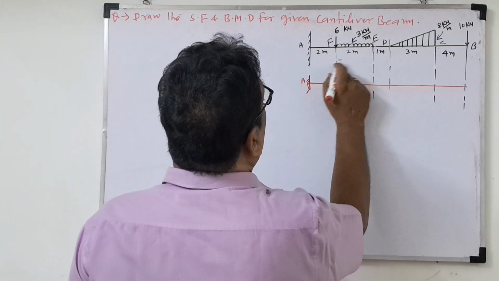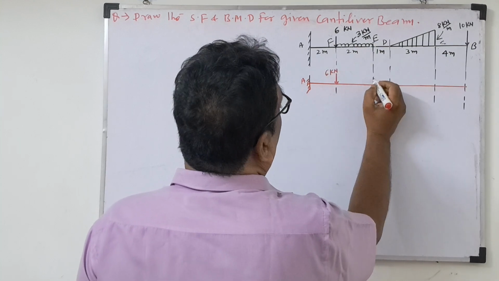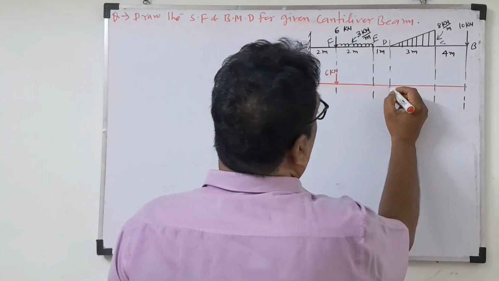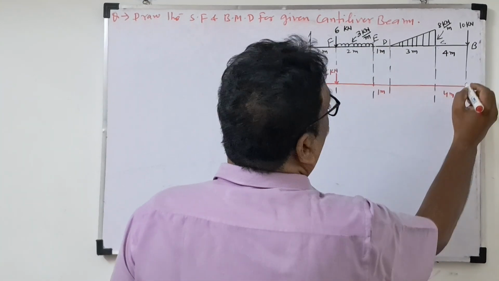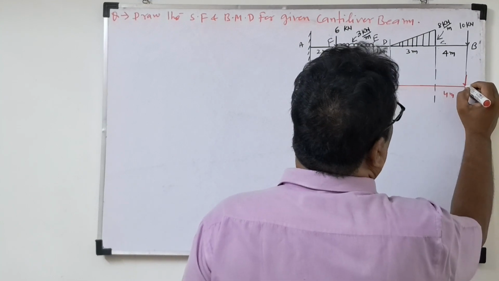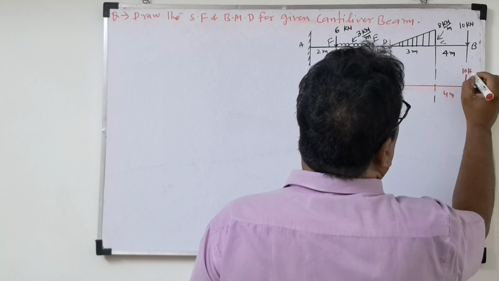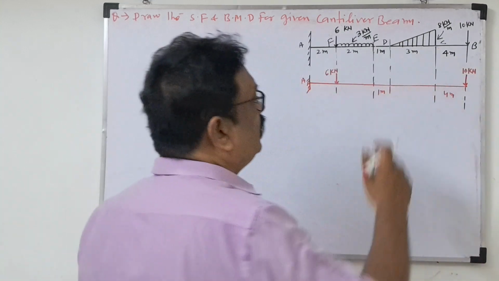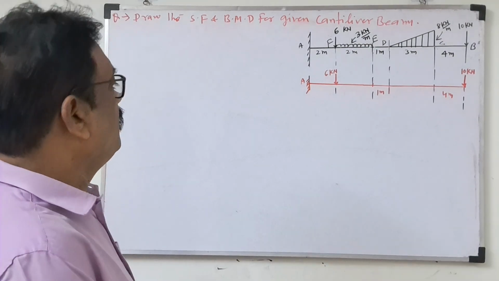This is 6 kN, 6 kN as it is. Now this is UDL. Now this is UVL, 1 meter here. Then this is 4 meter, 1 point load is there, point load as it is. In the load diagram, all loads will be converted into point loads. Either UDL or UVL will be converted into point load only.